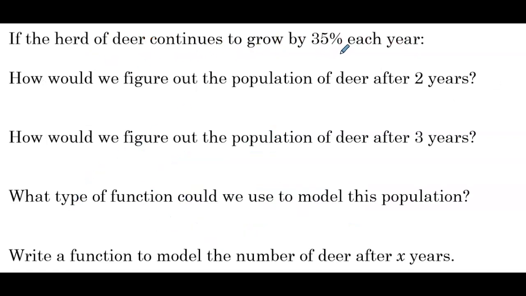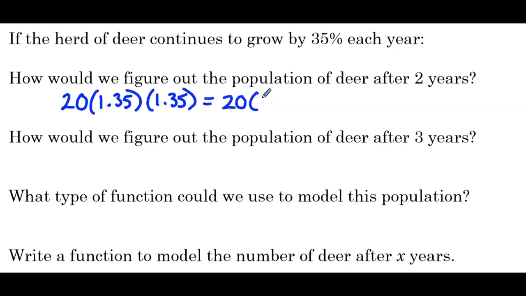If the herd of deer continues to grow by 35% each year, how would we figure out the population of deer after 2 years? Okay, well, start with the 20 deer. To get after the first year, we multiply it by 1.35. We get the 27. Then we're going to take that and multiply by 1.35 again. So we have repeated multiplication. We can condense this nicely as 20 times 1.35 to the second.